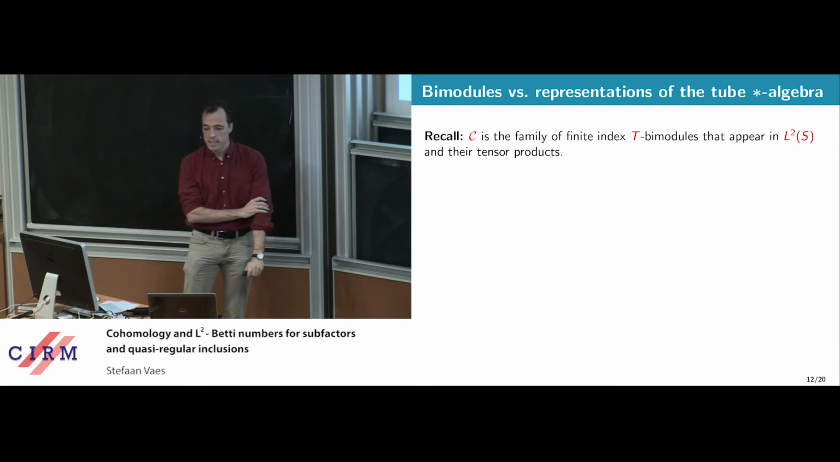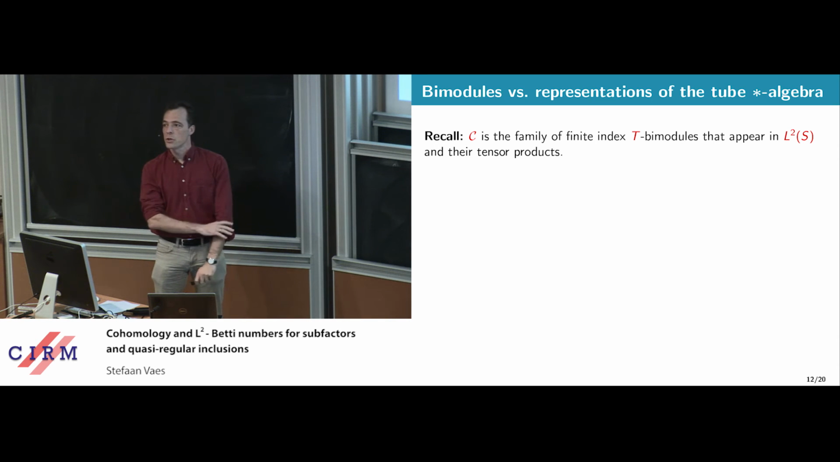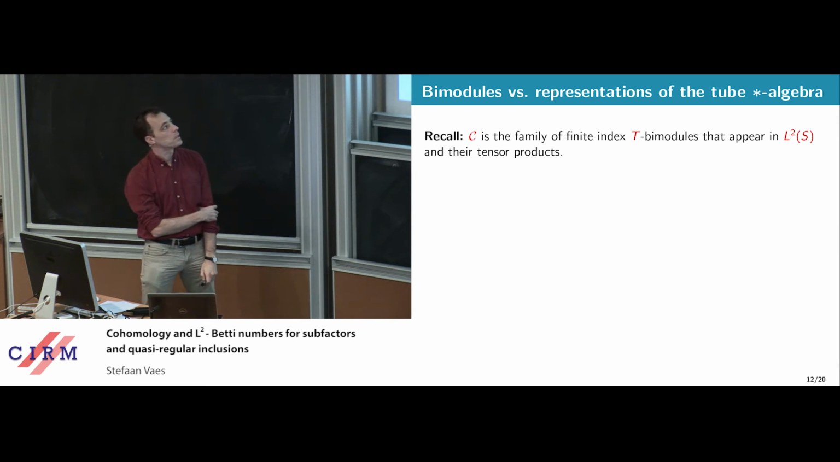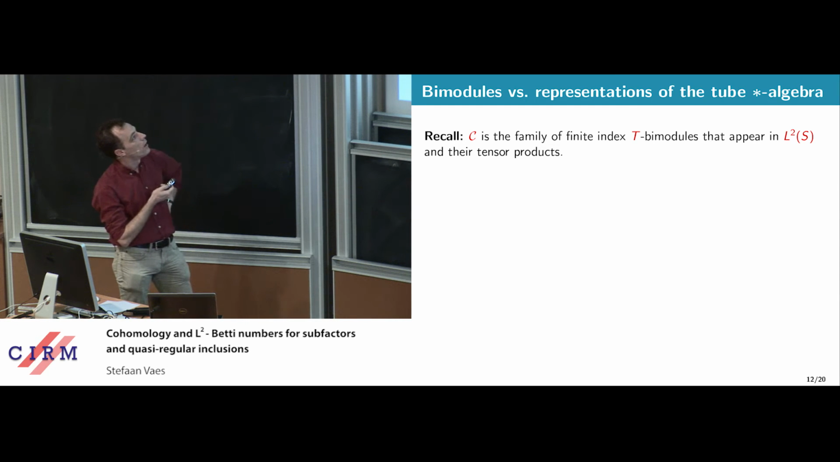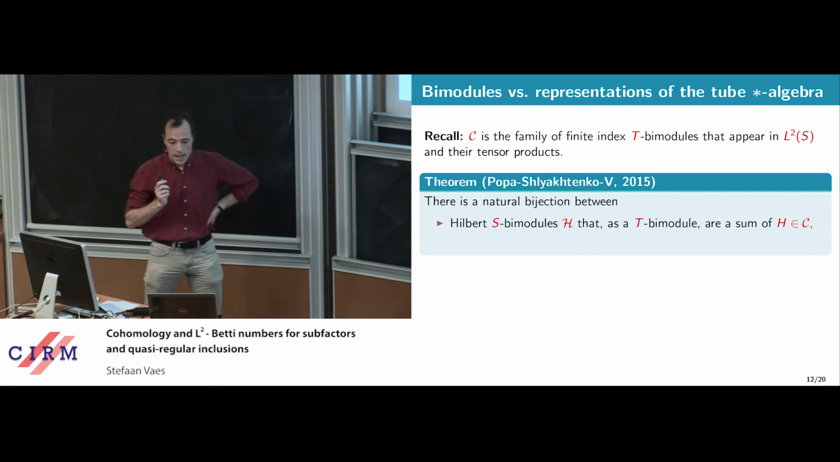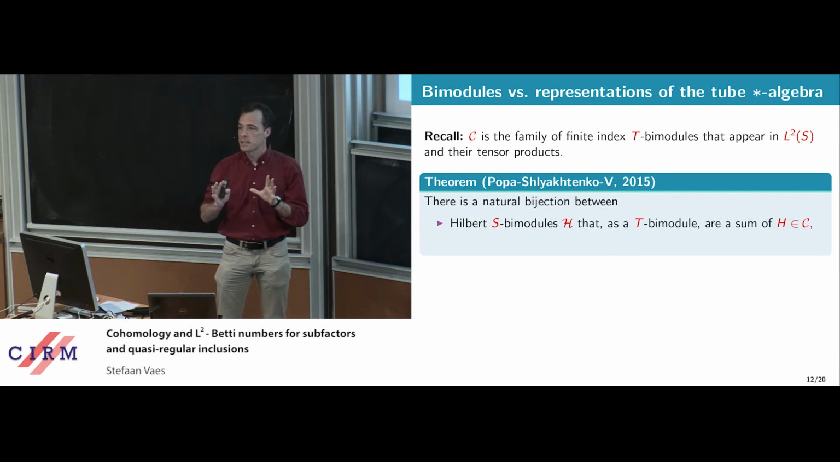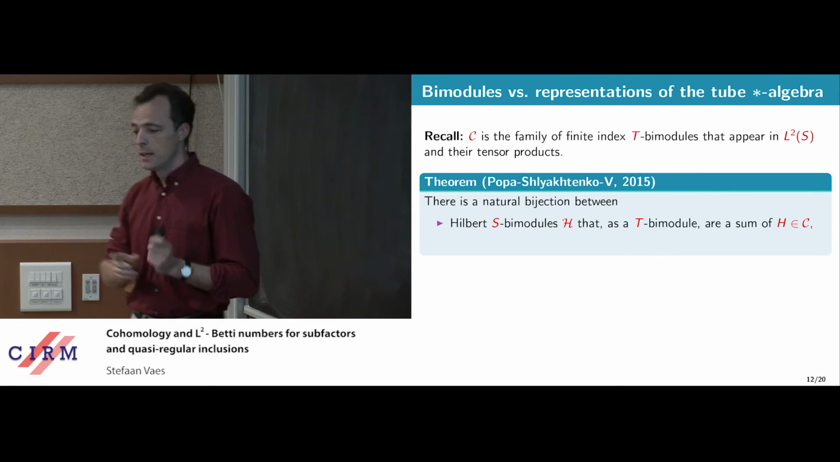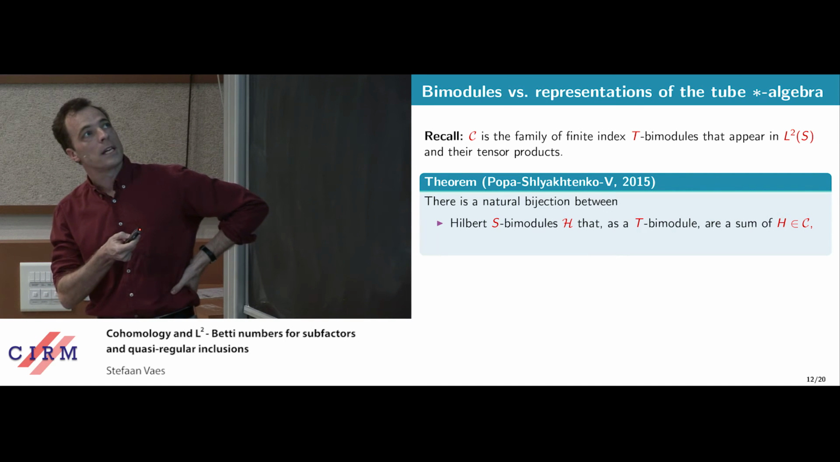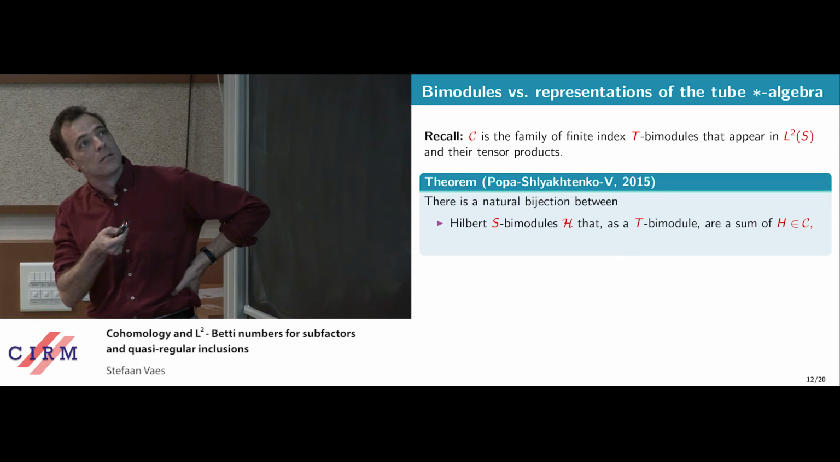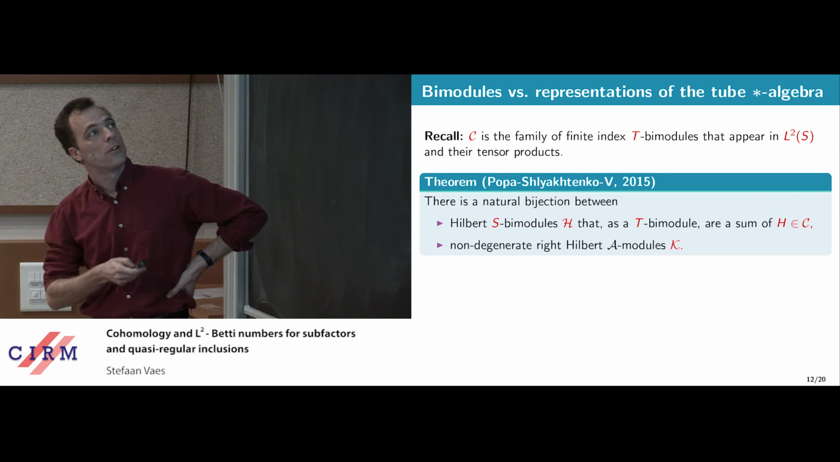Okay, now why is this nice? Well, the good notion of S-bimodule to look at, if you start with a quasi-regular inclusion, is to look at all... You start by, again, calling C the family of all bimodules that appear in L2 of S and their tensor powers. And now I will explain the link between bimodules for S and representations of this tube algebra. So the very nice canonical thing that happens is the following. There is a natural bijection between Hilbert S bimodules that, when you consider them as a T bimodule, are a sum of things that I already had, and on the other hand, non-degenerate Hilbert A modules.